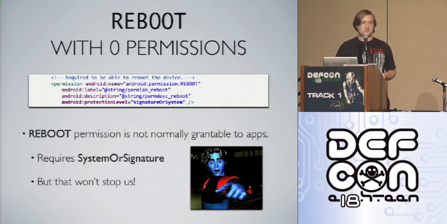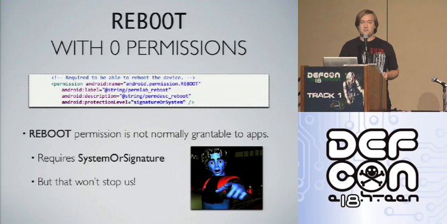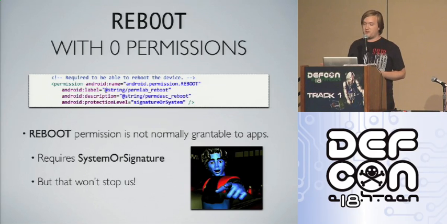There's a reboot permission that's actually marked as signature or system, and what that means is that it's not actually grantable to apps from the marketplace. This permission would be denied if you requested it. You have to either be signed by the device signer or be in the system directory in order to be granted this permission. You could say that Bob the Guardian is protecting this permission.